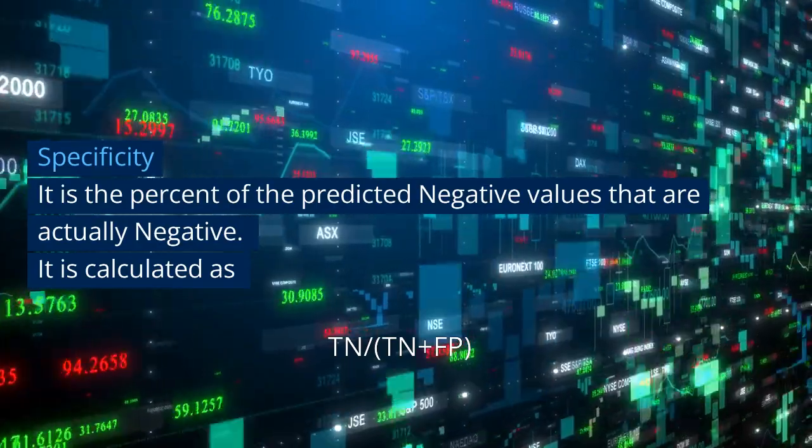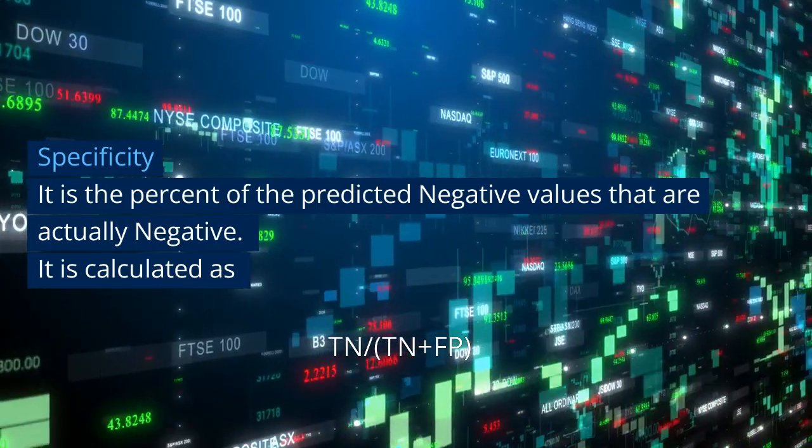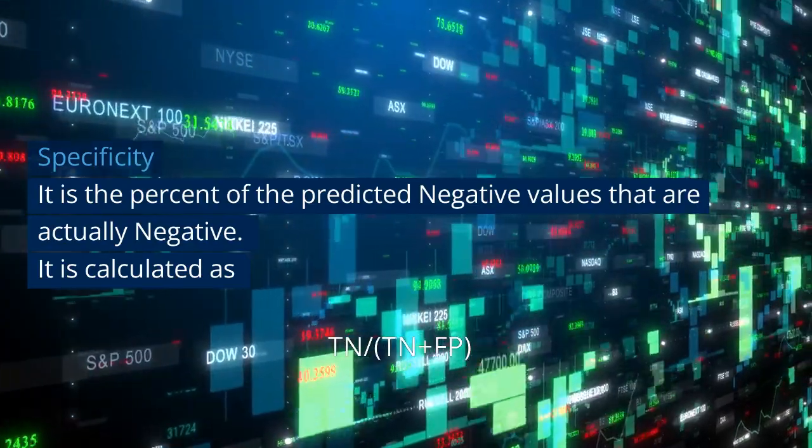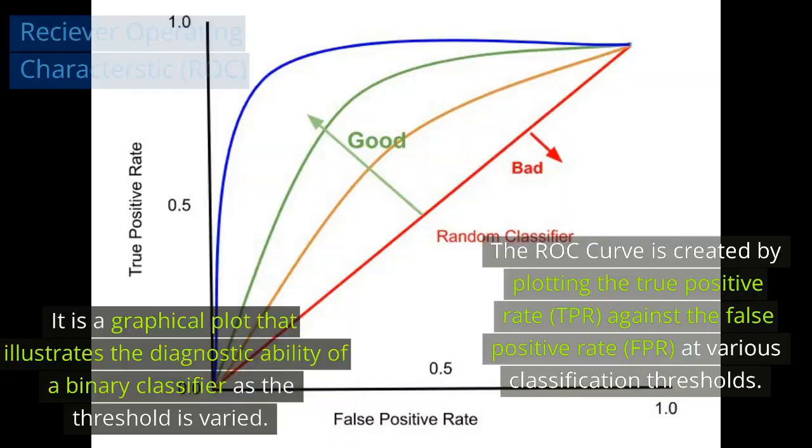Specificity. It is the percent of predicted negative values that are actually negative. It is calculated as true negatives divided by the sum of true negatives and false positives.